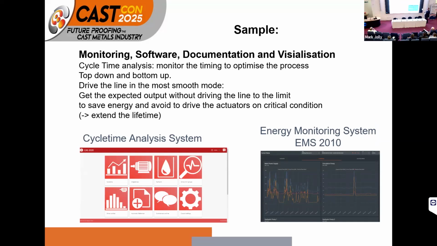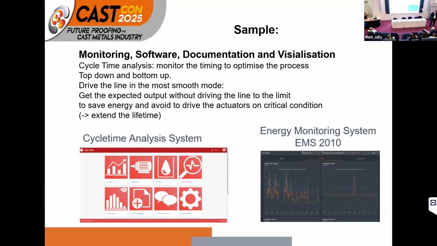Another thing in the line is cycle time analysis and energy monitoring systems. When we are talking about fast molding lines as we installed, for example, for William Lee lines, which are running more than 220 molds an hour, then everything has to work together smoothly. On the one hand, it has to run smoothly and get the output, but you have to avoid overloading motors or drives or whatever in the system. This you do with cycle time analysis.